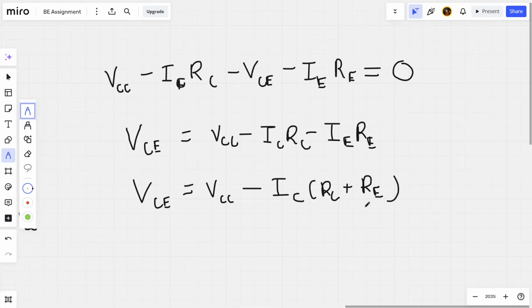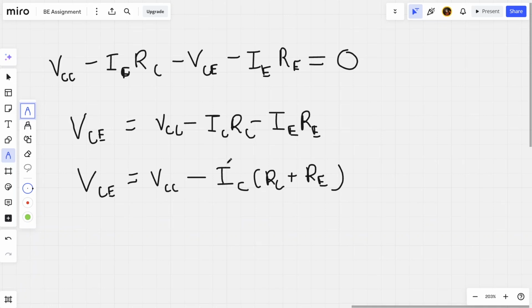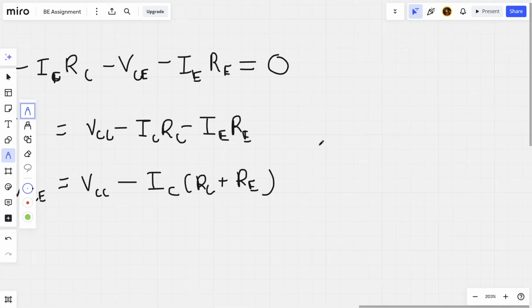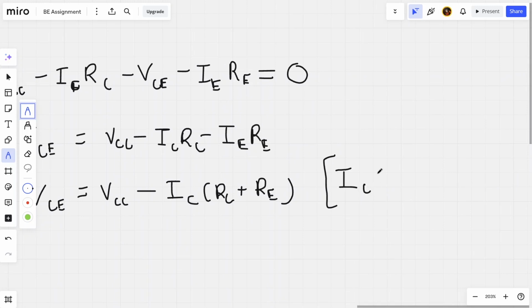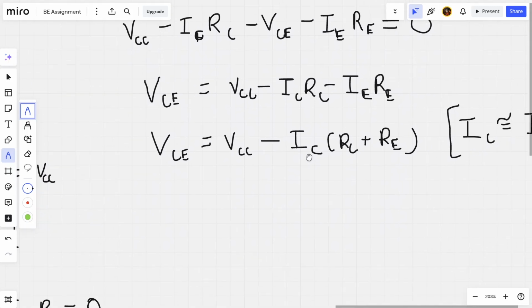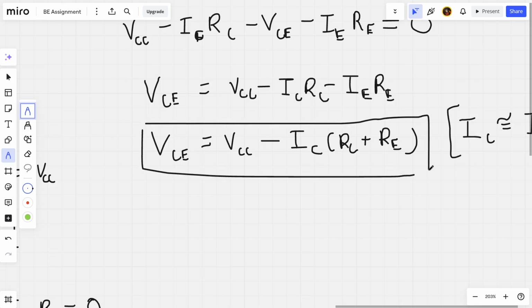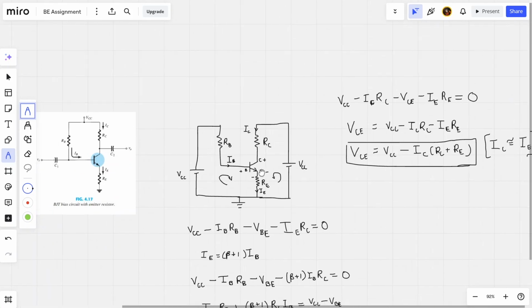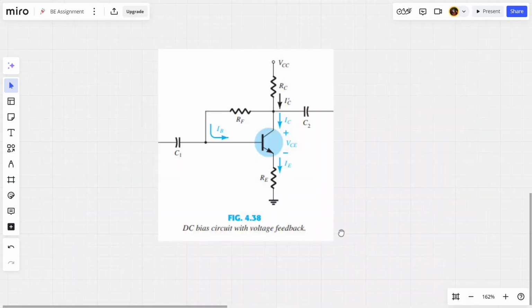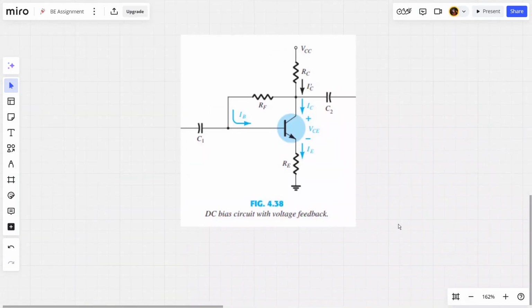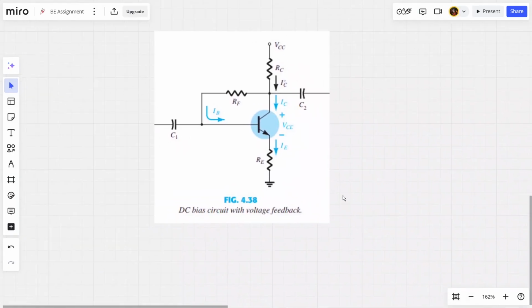Okay, so we are taking an assumption here, which is IC is nearly equal to IE. So we get the final value of VCE as this from the second loop. Okay, so now we'll start with the collector feedback biasing circuit.